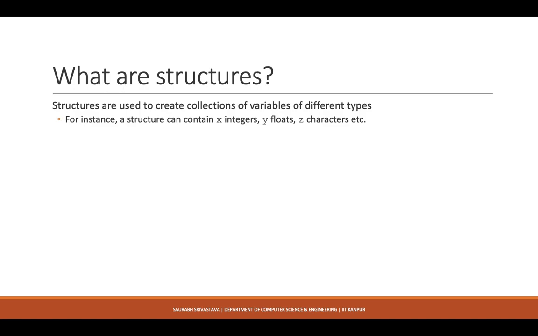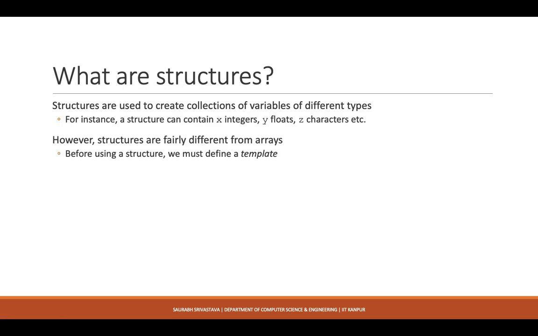Structures are basically collections of different types of variables, right? So for example, in a structure you can have any number of integers, floats, characters. You can simply club them together inside one container. But structures are not really the same as arrays. For instance, all you have to do in creating an array is give a data type and its size, but when it comes to structures, you basically have to define some kind of a template.